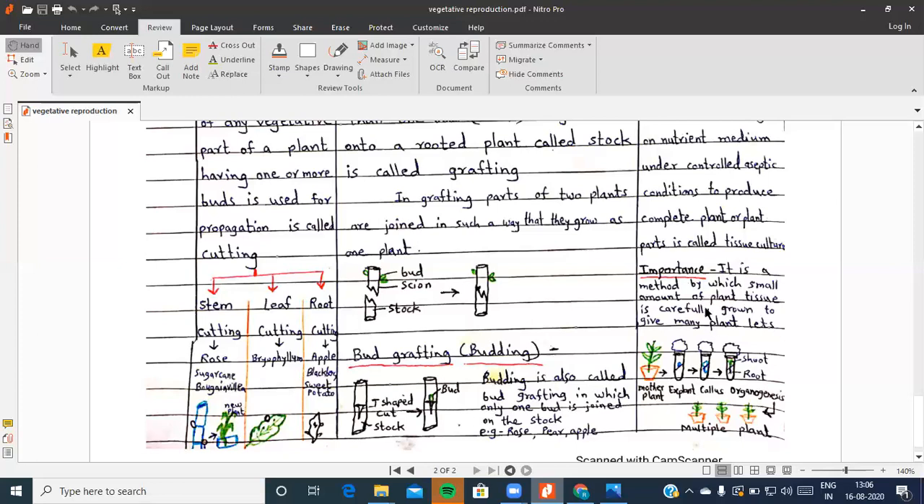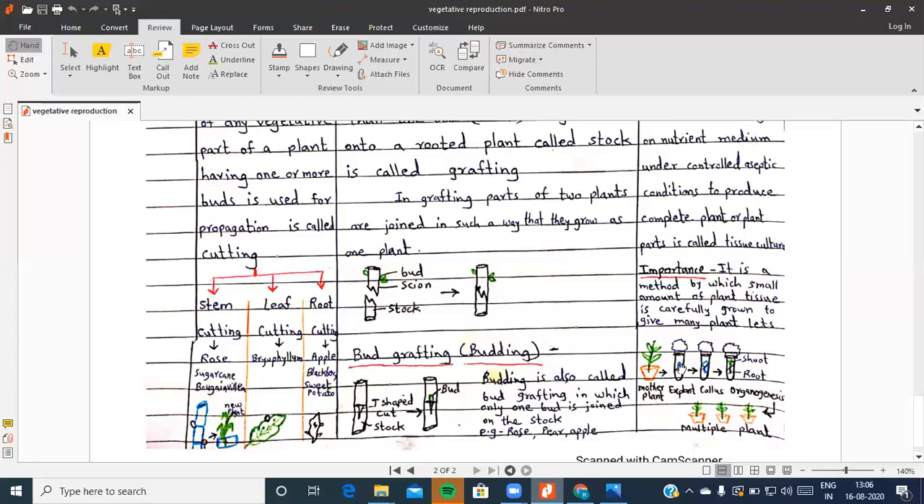The next one is tissue culture. In the tissue culture method, a part of the plant is cultured in a nutritive medium in aseptic conditions to produce a complete plant or plant part. The importance of tissue culture is that it is a method by which a small amount of plant tissue is carefully grown to give many plants. So this is the mother plant.